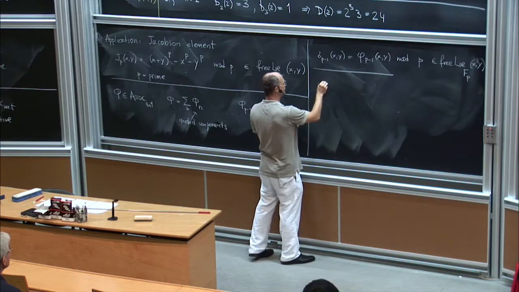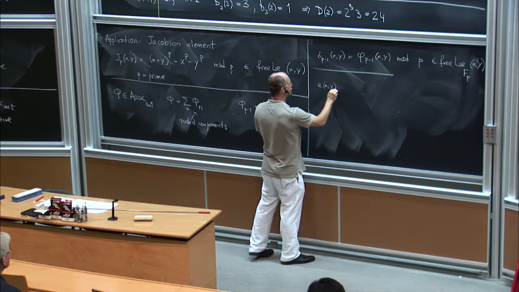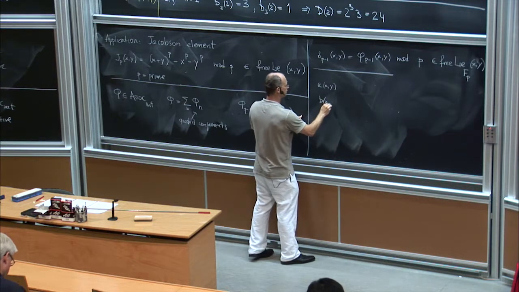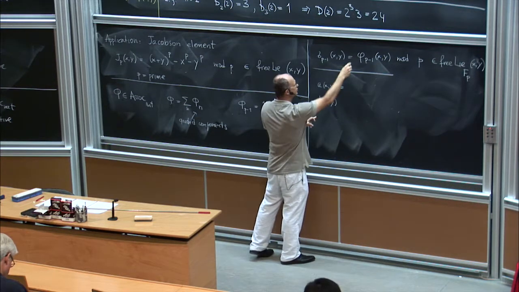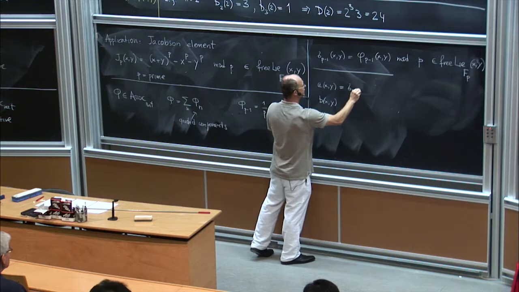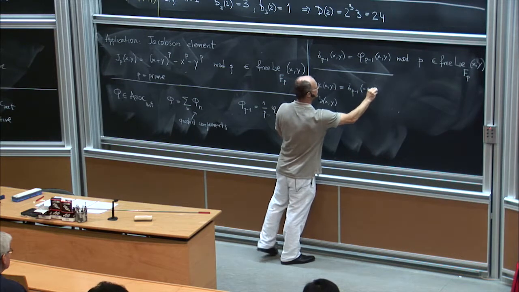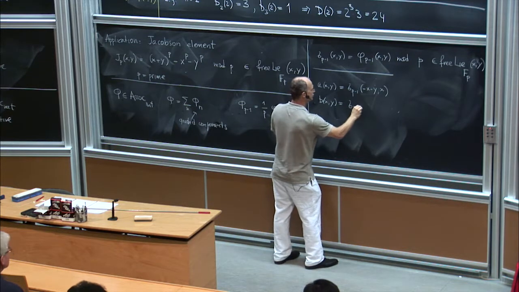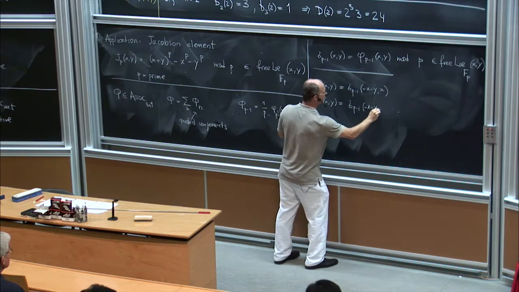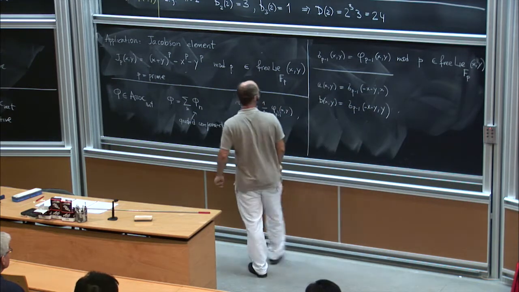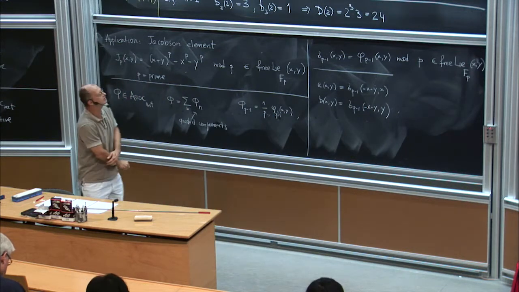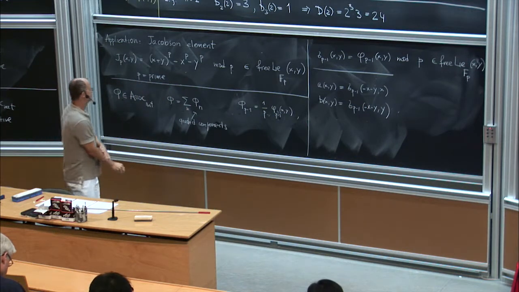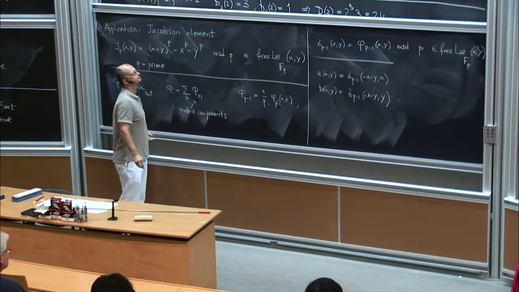Now just a small piece of notation. Let me introduce two Lie polynomials, which are just the versions of sigma p minus 1, minus x minus y x, and sigma p minus 1, minus x minus y y. So it's a bit annoying that one needs to introduce this notation, but well.